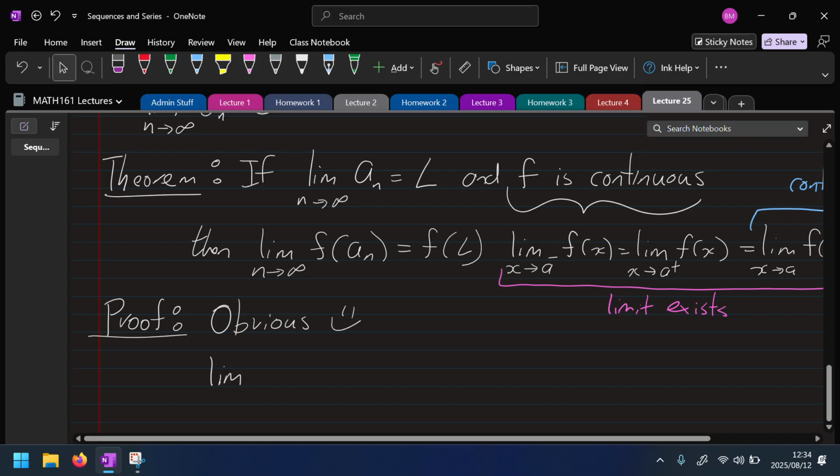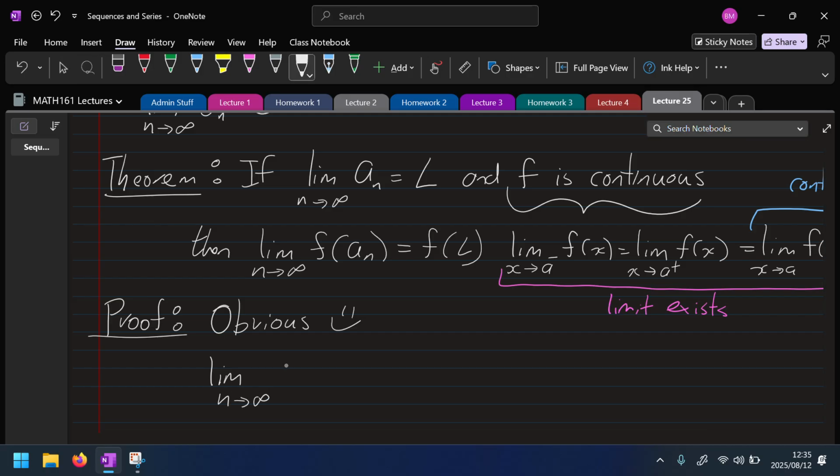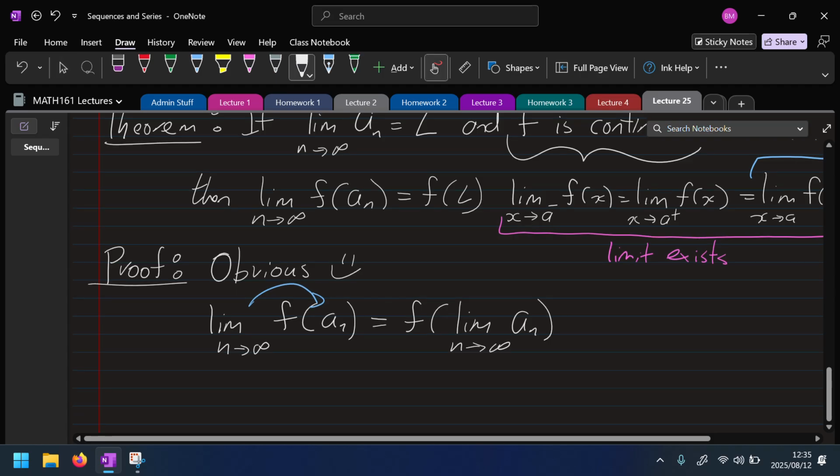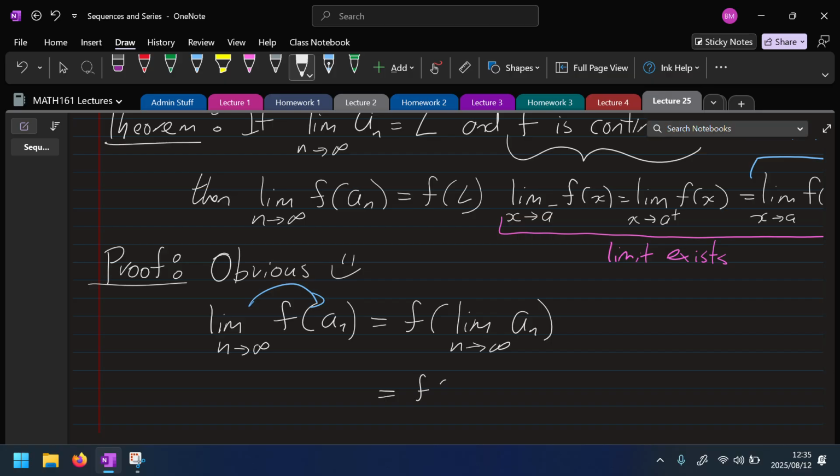So here we just take the limit inside there. We've got the limit as n goes to infinity of f of a n. But we know f is continuous, so the limit can just jump inside. So this will be f of the limit as n goes to infinity of a sub n. Since the limit is inside now, the limit as n goes to infinity of a n is just L, so we get f of L.